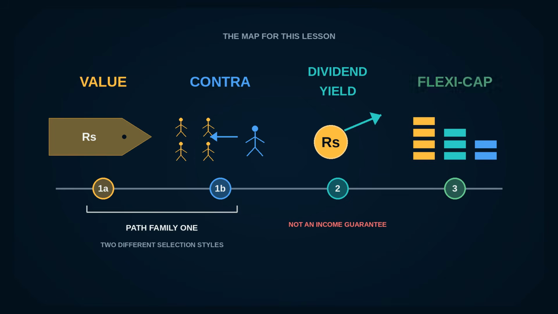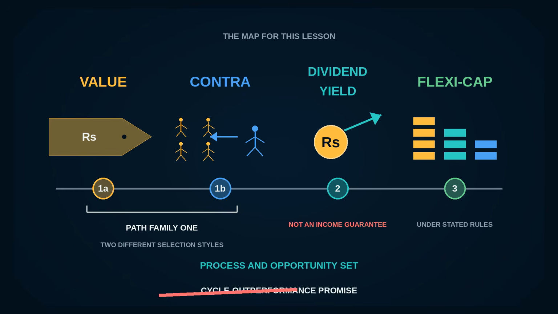Path 3 is Flexi-Cap, freedom to move across market capitalizations under stated rules. Treat each path as a process and opportunity set under the SEBI categorisation framework, not as a cycle outperformance promise. Watch. We show all objects together first, then teach one by one.